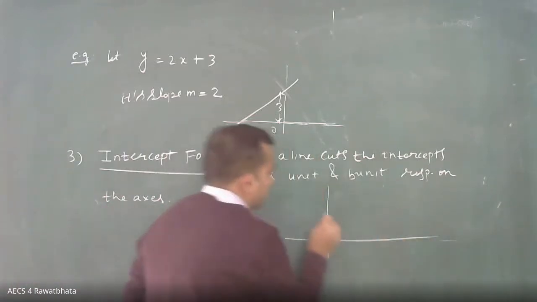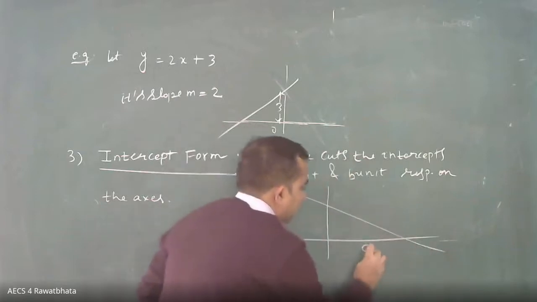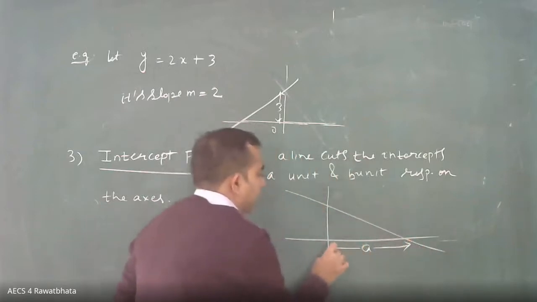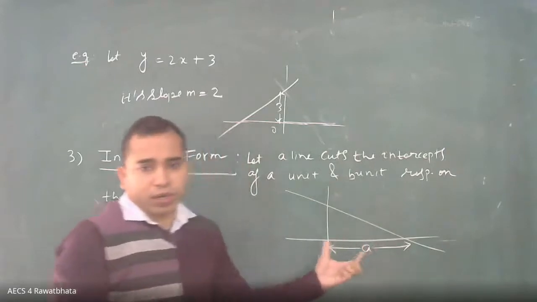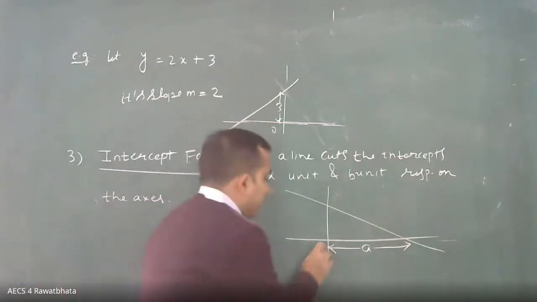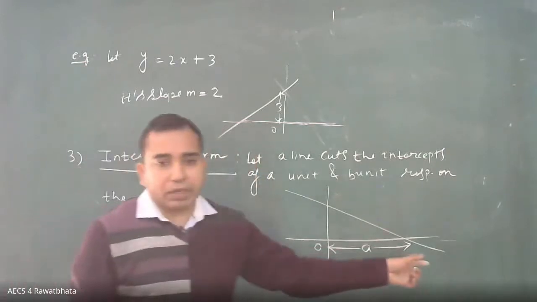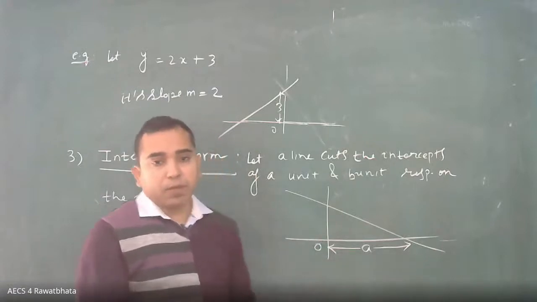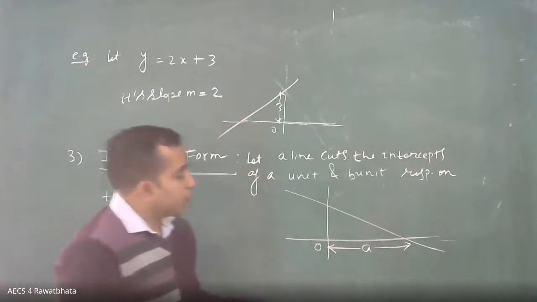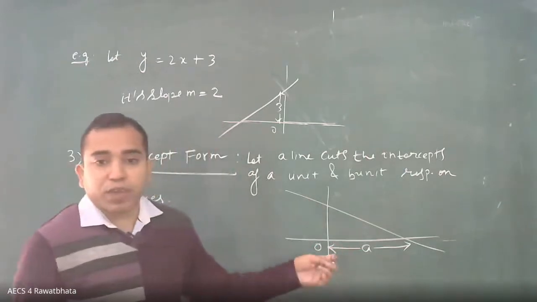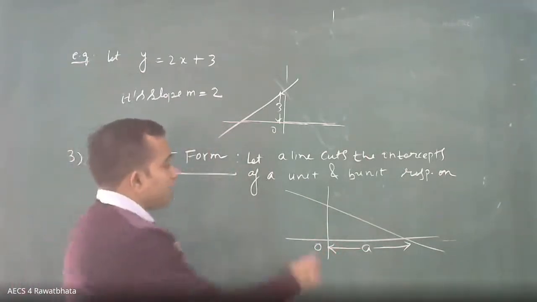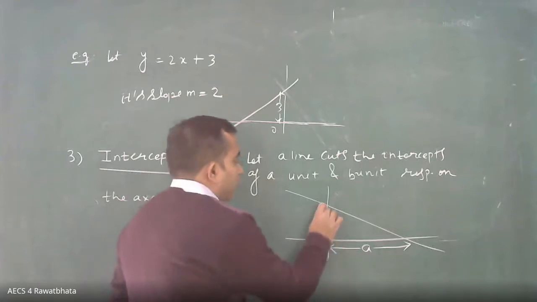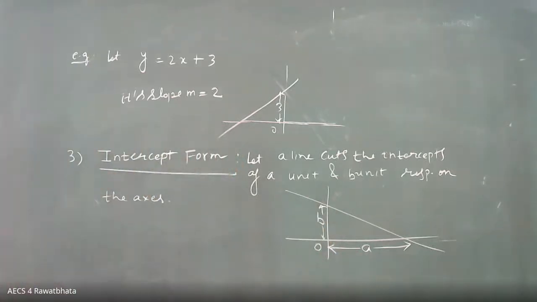Means like this, that line cuts the x-axis and creates an intercept of A unit. So this line segment that we get from the origin to the point where the line meets the x-axis is called the x-intercept. Or we say that this line creates an intercept of A unit on the x-axis. Similarly, if the y-intercept is B unit, then its equation we can write directly.